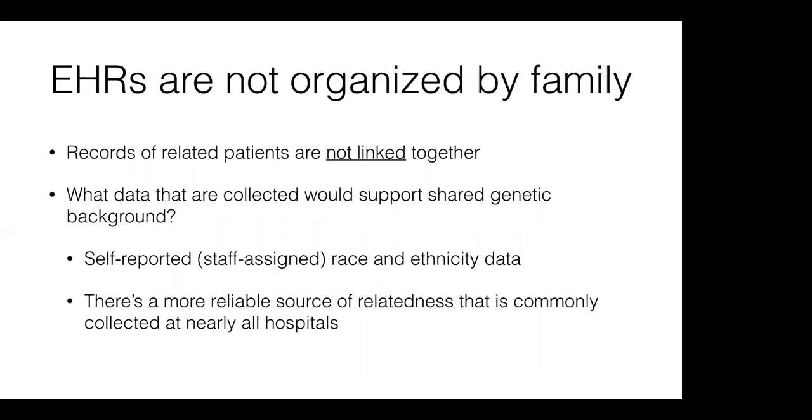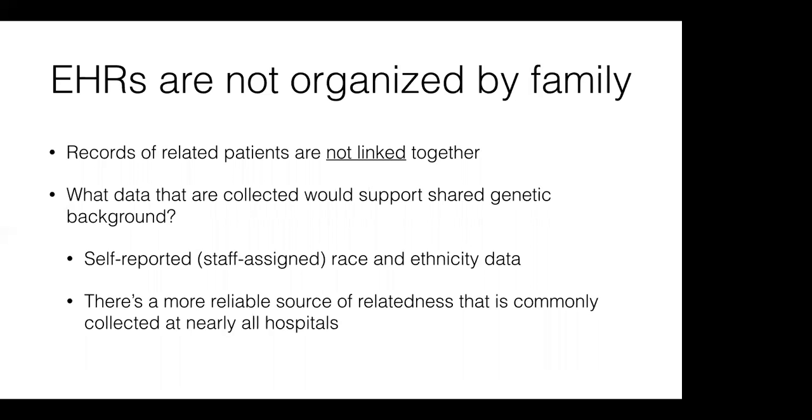However, as I mentioned before, the electronic health records are not organized by family. Right now, the records of family members are not currently linked together. And so what data could we use to tell us a little bit about the shared genetic background?